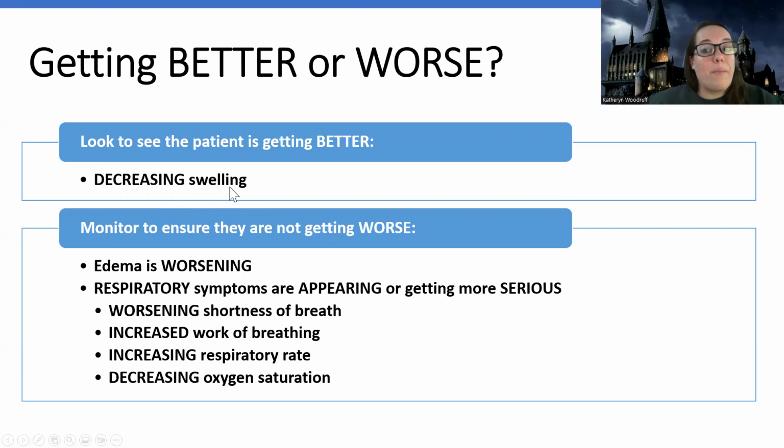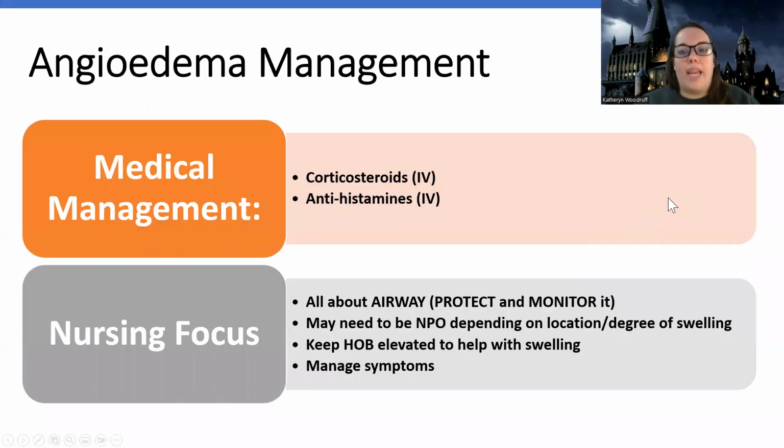So of course, we know it's getting better if there's less swelling. But what we're going to be looking for is that their edema is worsening. And then again, that respiratory involvement is getting worse. They're having worsening shortness of breath, worsening use of their accessory muscles, increased respiratory rate, oxygen saturation going down. Those are all signs that their respiratory system is getting worse.